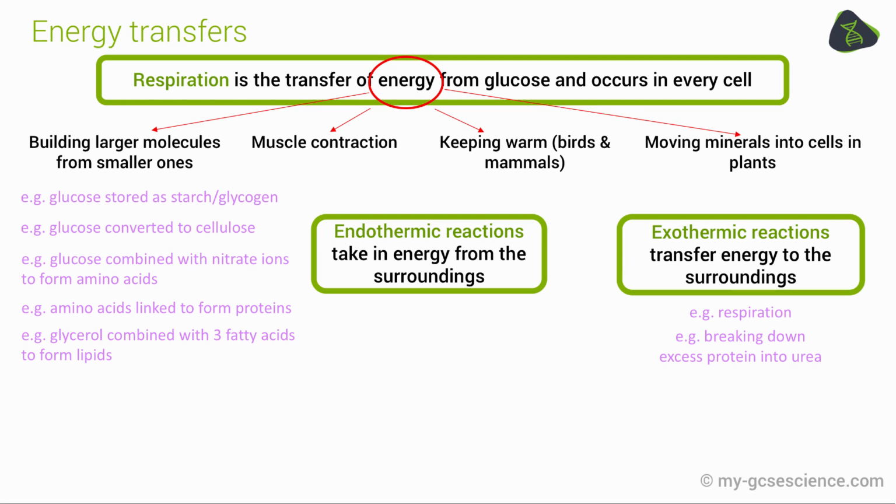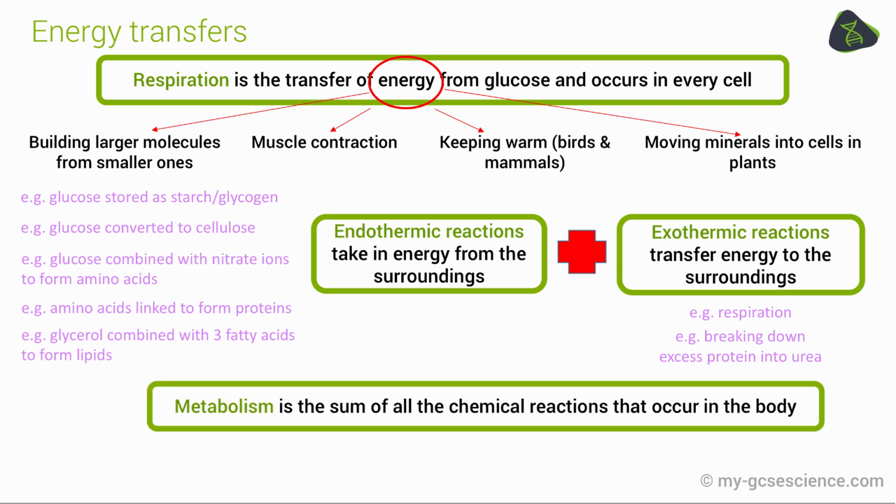So you have all these endothermic reactions happening as well as all these exothermic reactions happening, and the balance between them, or the sum of all these reactions, is called your metabolism. And your metabolism naturally varies from individual to individual, but your lifestyle choices, the amount of exercise you do, your diet, can influence your metabolism too.